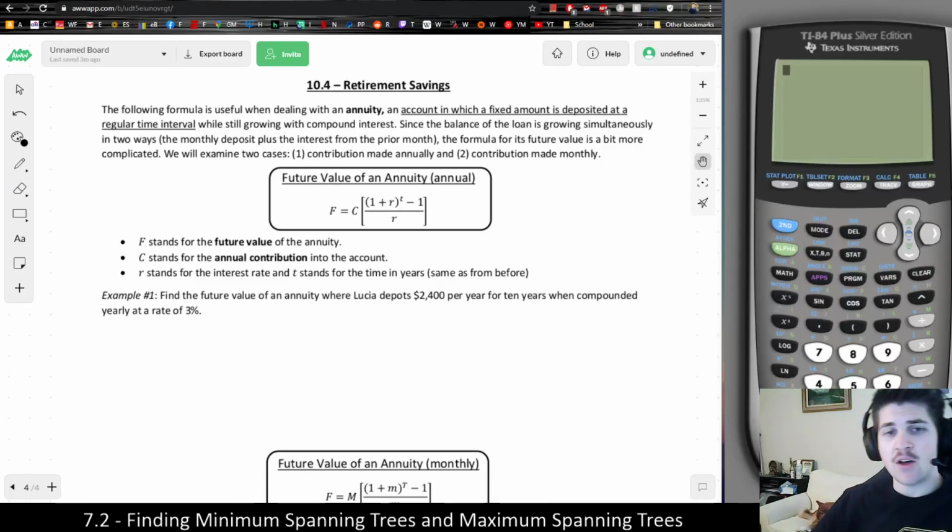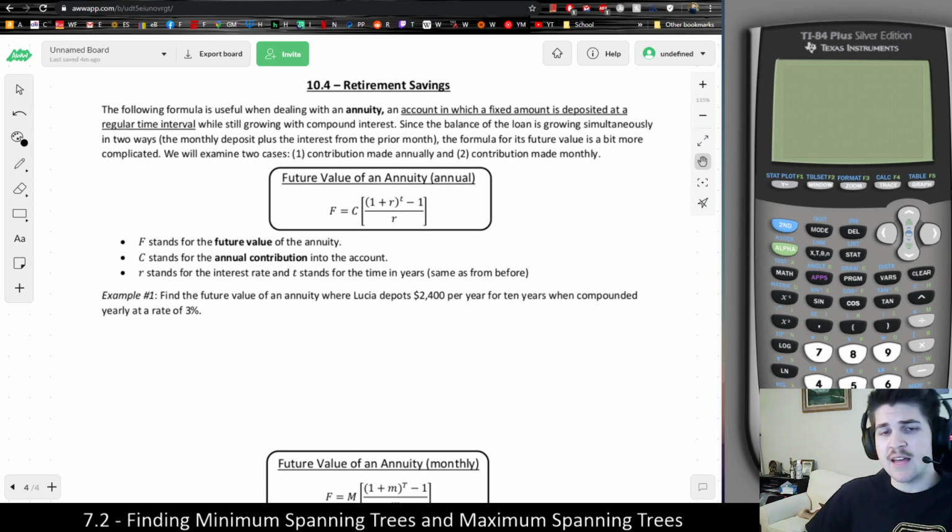The next section is on retirement savings, and we're going to really focus on the mathematics of what we call an annuity. Now, an annuity is an account much like a retirement account where money is put into it over time, often on a monthly or yearly basis. And over time, that account will grow. And in addition to continuously depositing money into this account, it will also gain interest, much like a compound interest formula, where over time it will grow. As we talked about before.